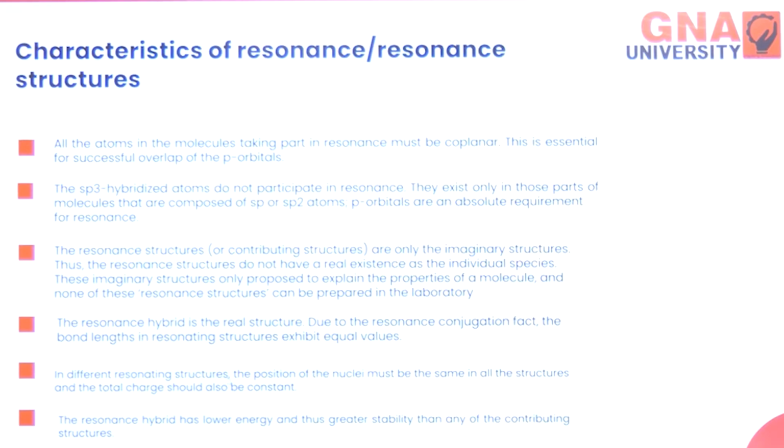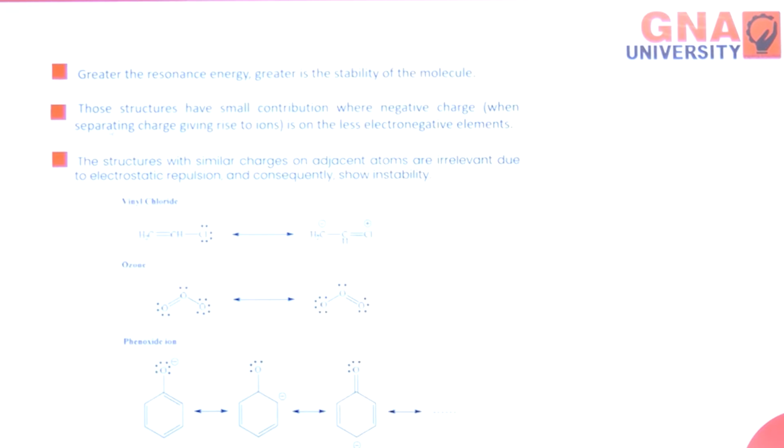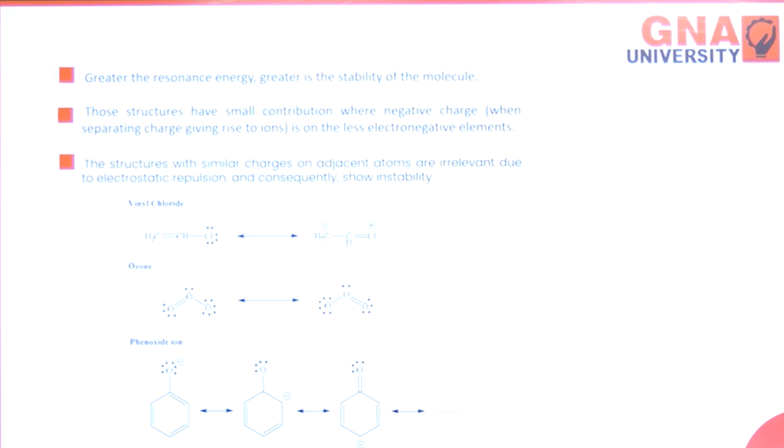In different resonating structures, the position of the nuclei must be the same in all the structures, and the total charge should also be constant. The resonance hybrid has lower energy and greater stability than all the contributing structures. So the greater the resonance energy, the greater the stability of the molecule.